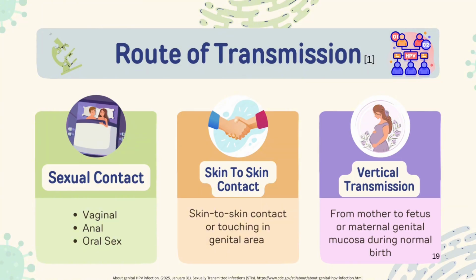The last route is called vertical transmission, where the virus is passed from the mother to the fetus during normal childbirth. This happens when the baby is exposed to the maternal genital mucosa infected with HPV. These are the main ways HPV infection can occur, which can later lead to cytological changes such as koilocyte formation.